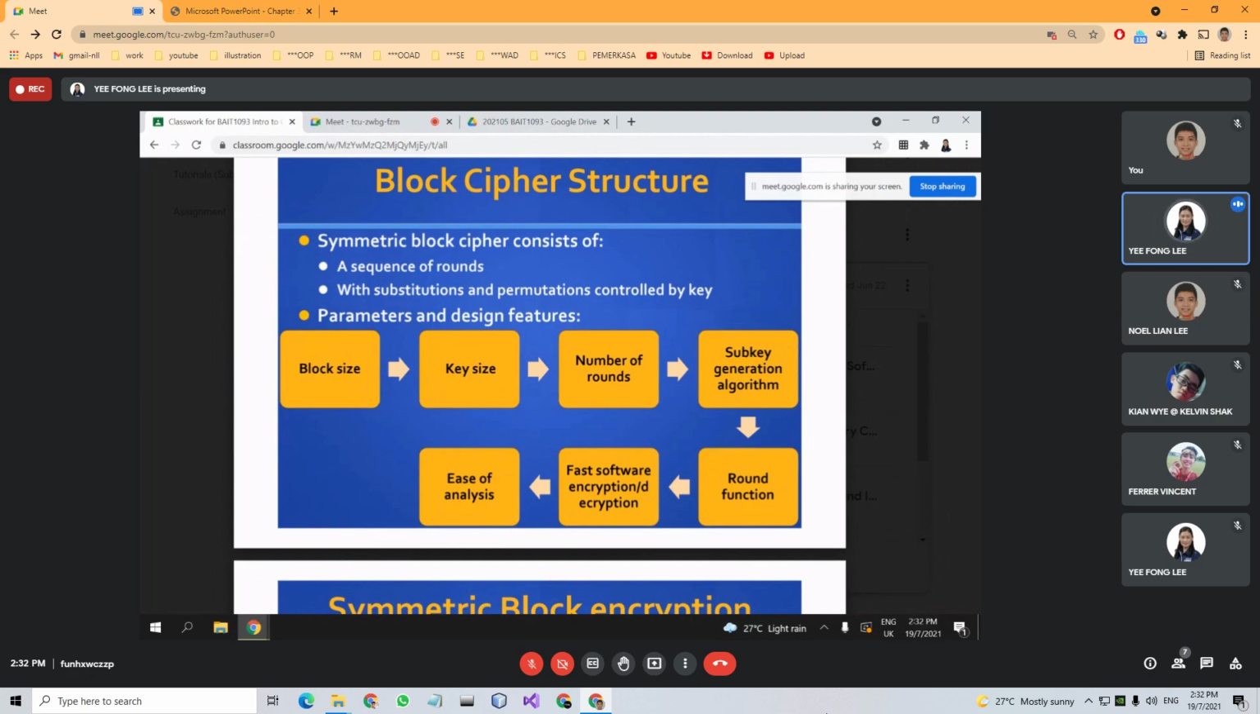Ease of analysis. Although we would like to make our algorithm as difficult as possible to cryptanalyze, it would be good if the algorithm is easier to analyze too, because if the algorithm can be concisely and clearly explained, it means it is easier to analyze the algorithm for vulnerability.